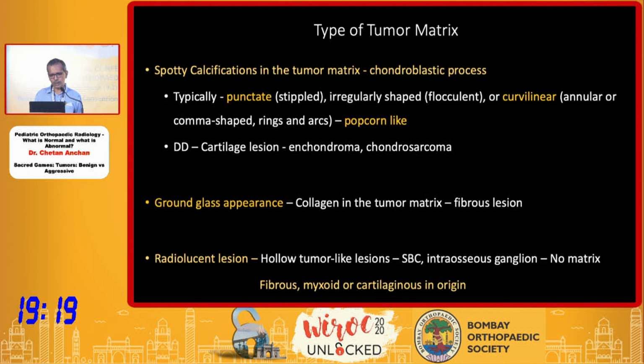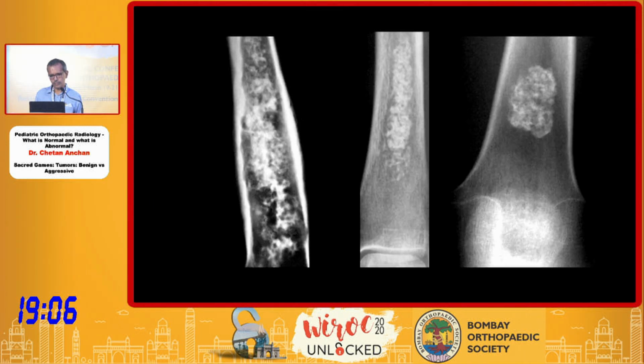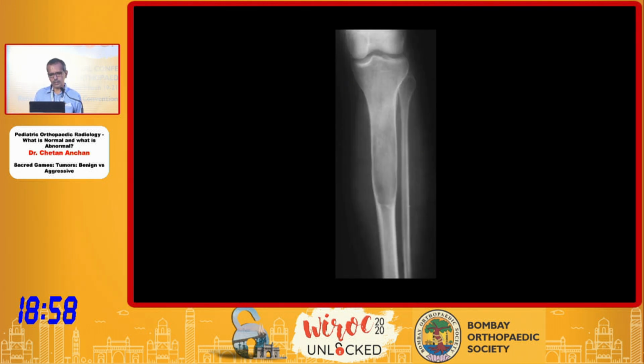Then comes the ground glass appearance which is typically seen in fibrous lesions like fibrous dysplasia, and sometimes you may see radiolucent lesions which is typically seen in hollow tumor-like lesions like simple bone cyst, interosseous ganglion. So this is the X-ray appearance of a chondroid matrix. This is a ground glass appearance in a fibrous dysplasia.